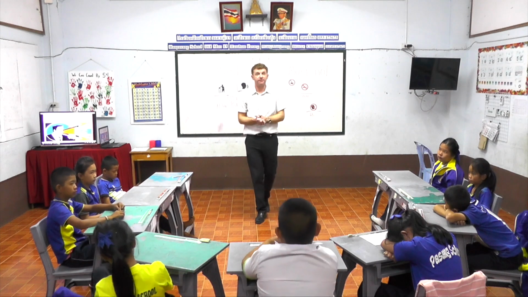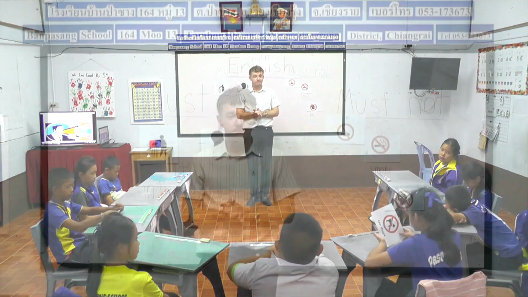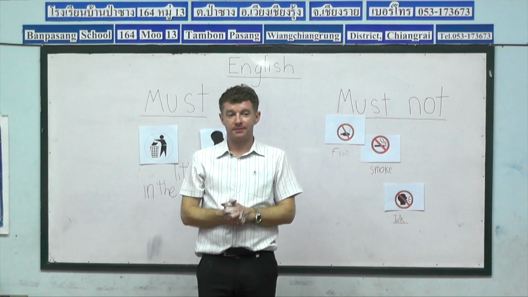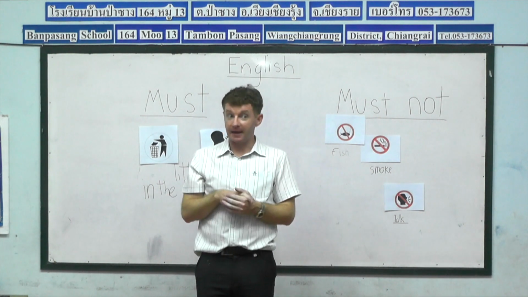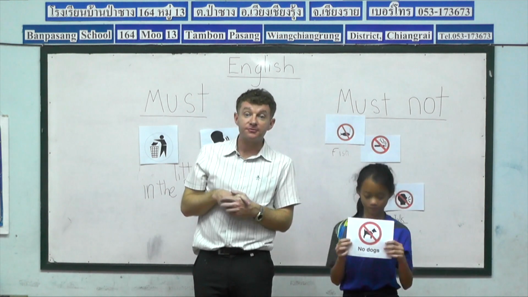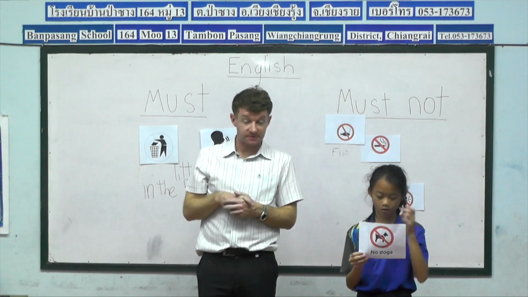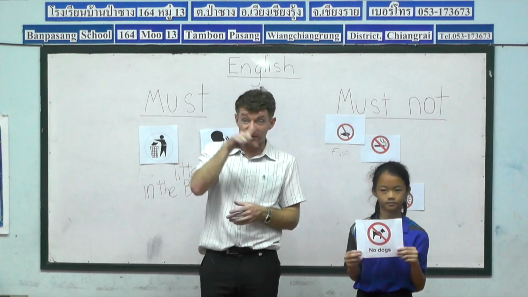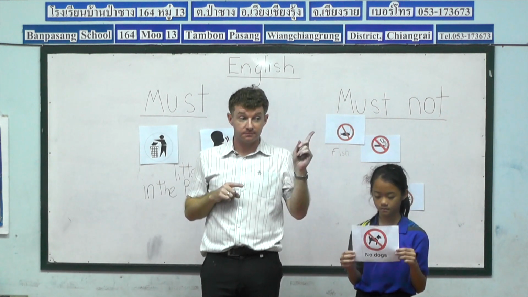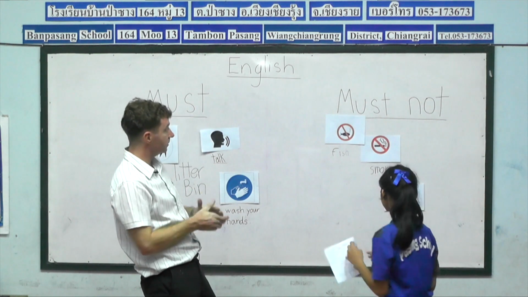Okay, let's open our eyes, guys. Down, can you bring your sign to the front of class? Now remember to look at the sign again, guys. Tell me what you can see. Is there a red circle? Yes. So this is telling us must or must not? Must not.